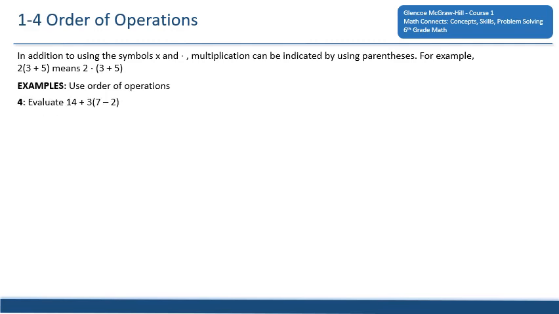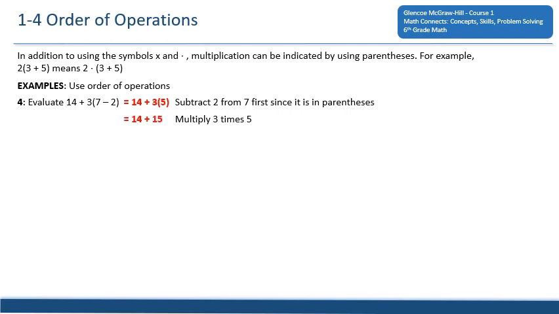evaluate 14 plus 3(7 minus 2). So according to PEMDAS, we need to evaluate what's inside the parentheses first. So we're going to subtract 2 from 7, and we're going to end up with 14 plus 3(5). So that means you can really read that as 14 plus 3 times 5. Now, we end up with 14 plus 15, and then we end up with 29.